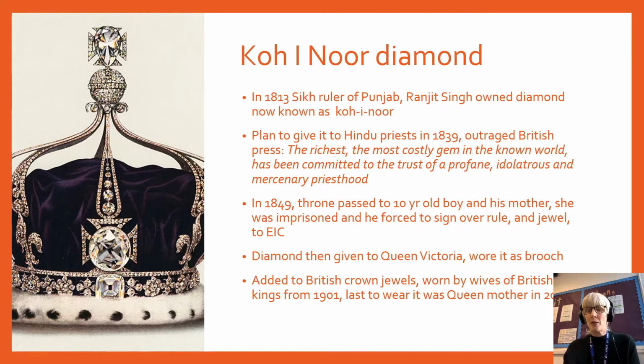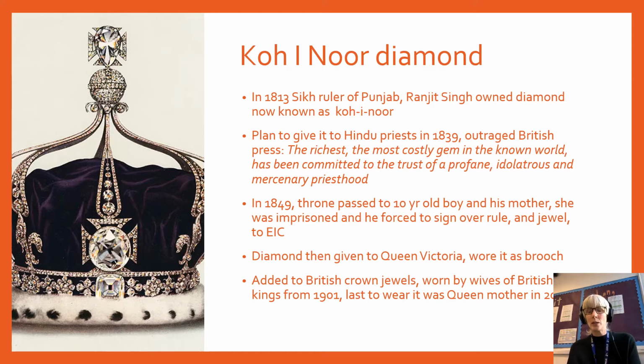Okay, so there is a real diamond called the Koh-i-Noor diamond. It literally translates as mountain of light. And it had been around for a long time in India. People think it was probably first mined in Afghanistan. By 1813, the ruler of the Punjab, who was himself Sikh, owned this diamond, known as the Mountain of Light. And he was intending to give it to Hindu priests.